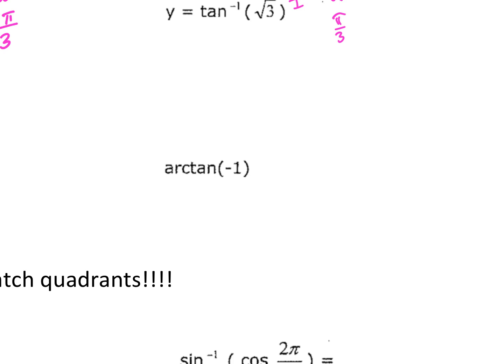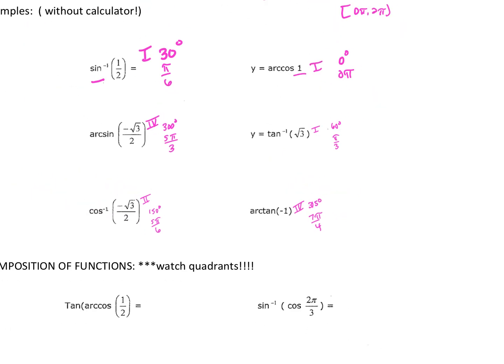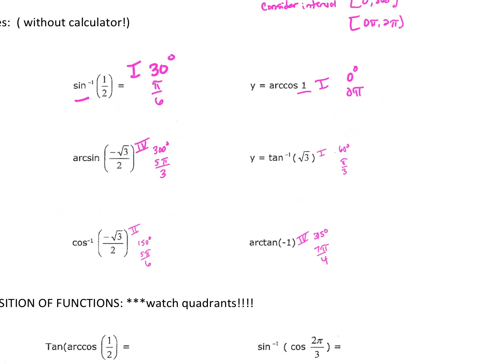And then last example from this section, arctangent of something negative. So what quadrant are we in? 4. Good. We got to look in quadrant 4, and we're looking for where the tangent value is negative 1. Yeah, 315 degrees. In other words, 7 pi over 4. Okay. What do you think? Questions, comments on that?